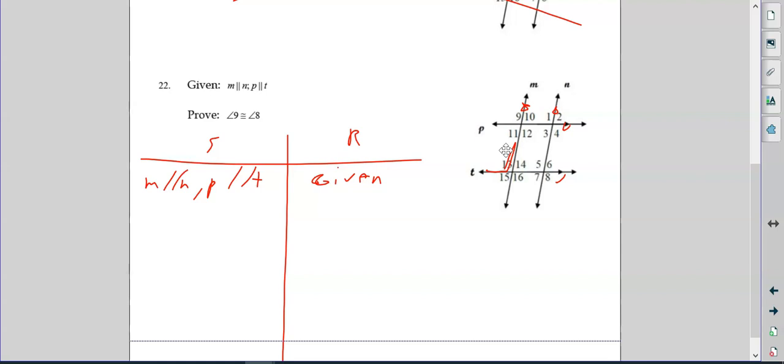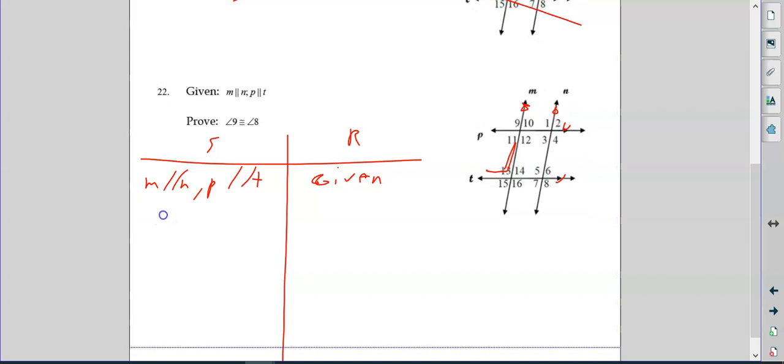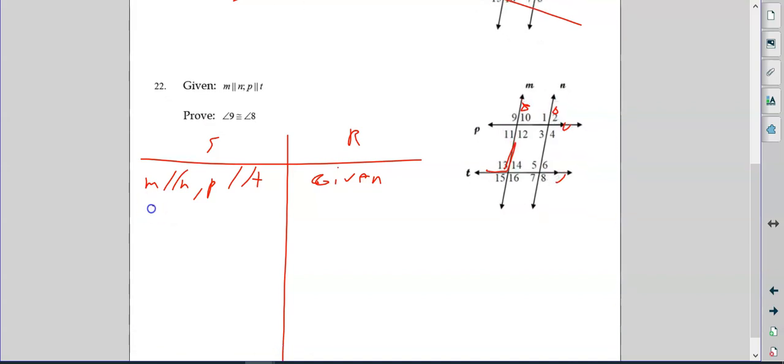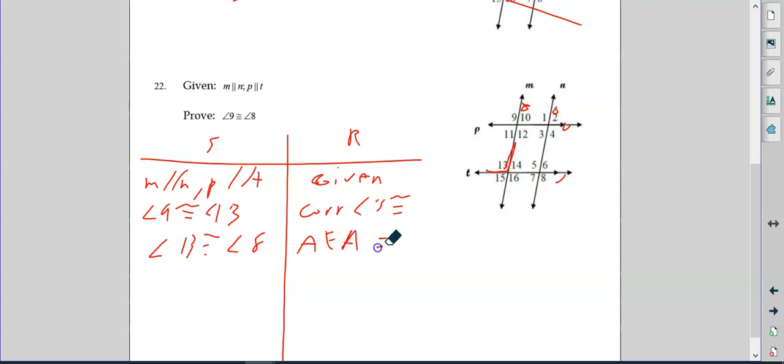So I'll flip a coin here. Not really. I'm just going to pick one, and I'm going to go 9 to 13. So I'm going to say angle 9 is congruent to angle 13. And we just say corresponding angles are congruent. Then we're going to say angle 13 is congruent to angle 8. Alternate exterior angles are congruent. And then I can say angle 9 is congruent to angle 8 by the transitive property.